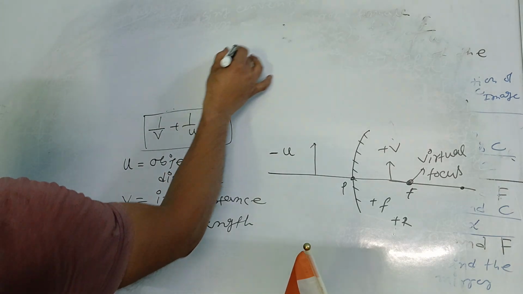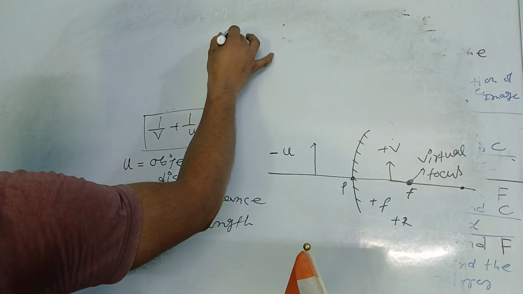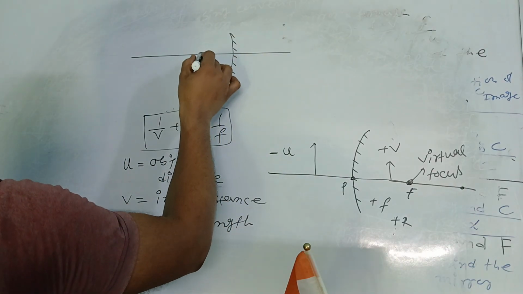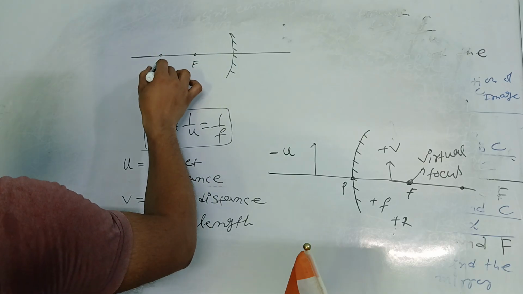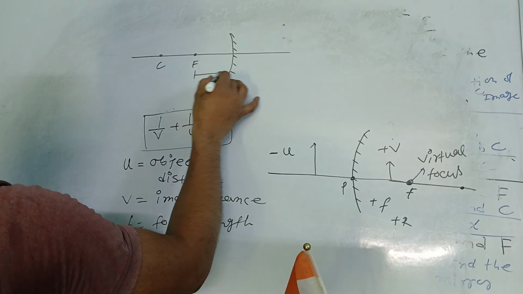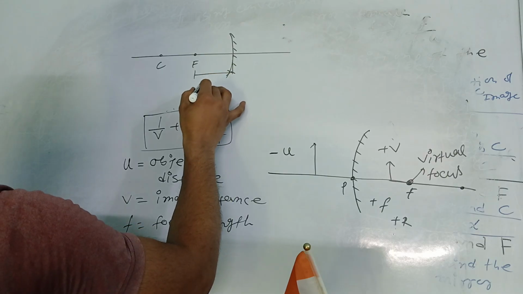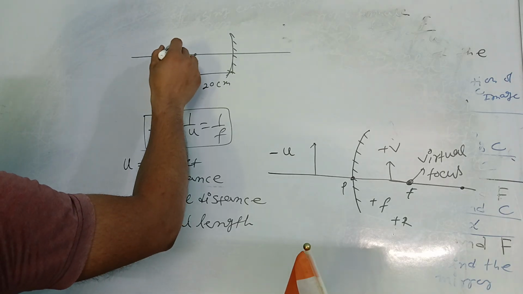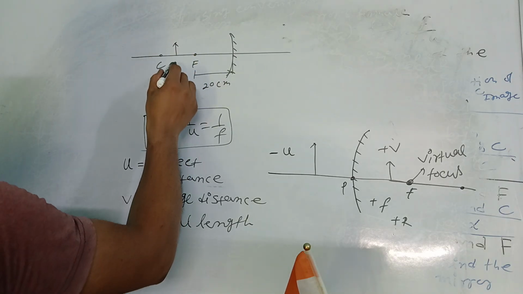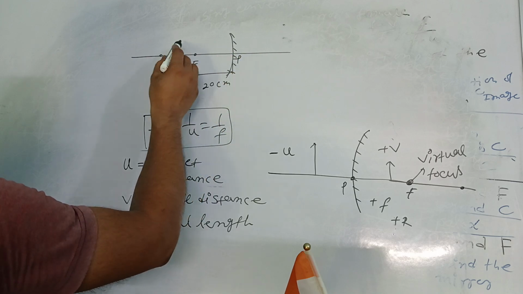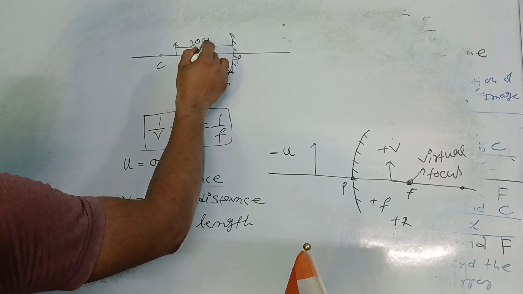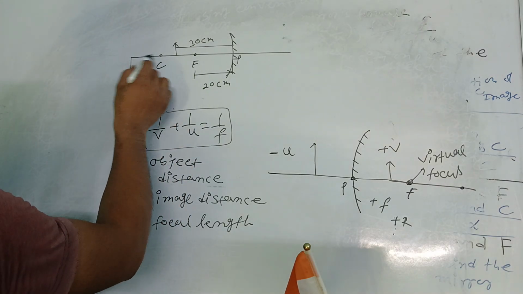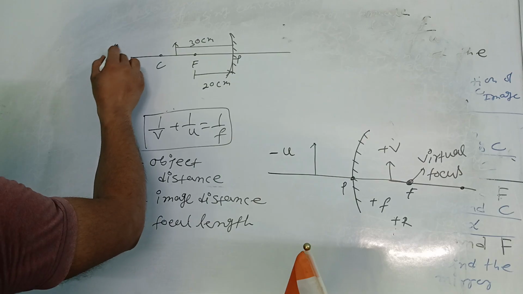Now say this is the concave mirror, and this is the principal axis. Consider this is the focus, and this is the center of curvature. The distance from pole to focus, the focal length, is given as 20 centimeter. Say the object is here, at a distance of 30 centimeter from the pole. And the image is forming over here, at a distance of say 50 centimeter.